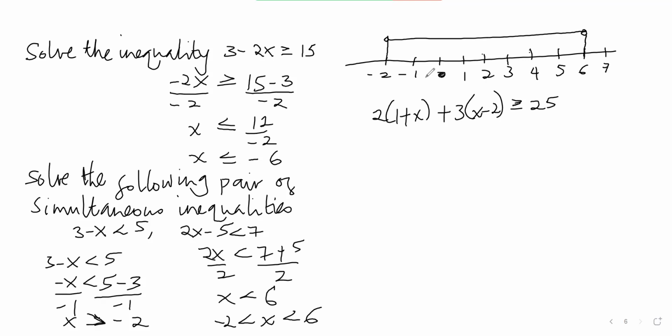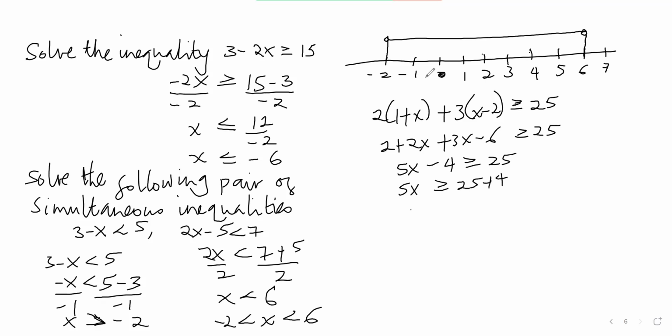So we open the bracket. We have 2 plus 2x plus 3x minus 6 is greater than or equal to 25. When we put the like terms together, we have 5x minus 4 is greater than or equal to 25. 5x is greater than or equal to 29, 25 plus 4. And x will be greater than or equal to 29 divided by 5.